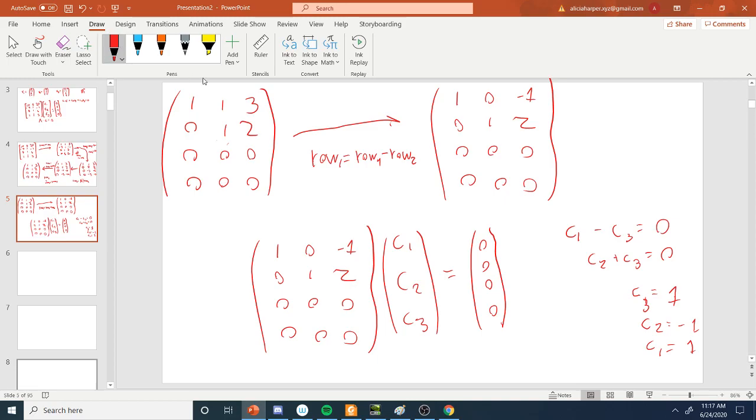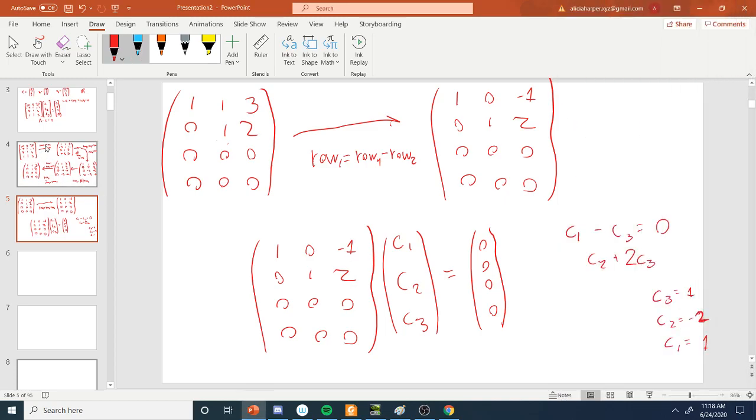Oh, I'm sorry. I didn't write this down exactly correct, so let me fix it. C2 should be equal to 2 times C3. And so this is C2 plus 2 times C3 is equal to 0. C1 minus C3 is equal to 0. So if we set C3 equal to 1, that means C2 is equal to -2, and C1 is equal to +1.